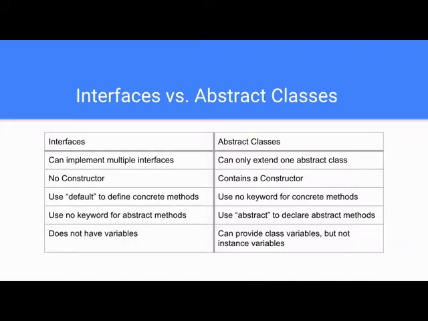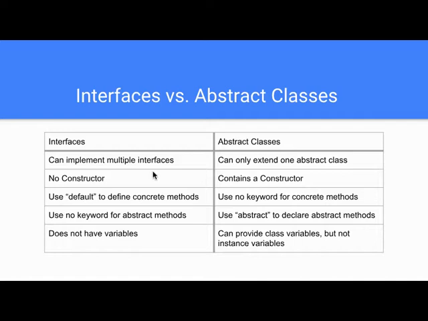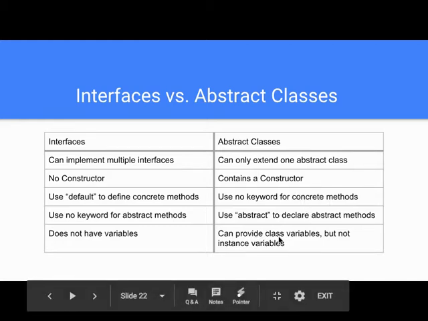All right. So interfaces versus abstract classes. This is just a chart that you can probably write down on your cheat sheet. You can implement multiple interfaces, but you cannot extend multiple abstract classes. Interfaces have no constructor, but you can instantiate an abstract class. That being said, abstract classes can have class variables, but not instance variables.